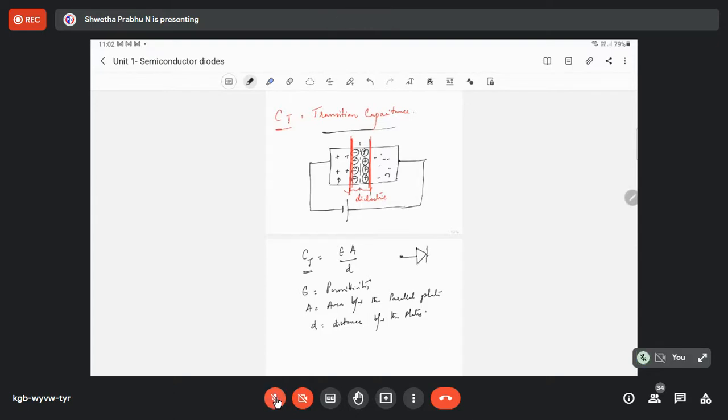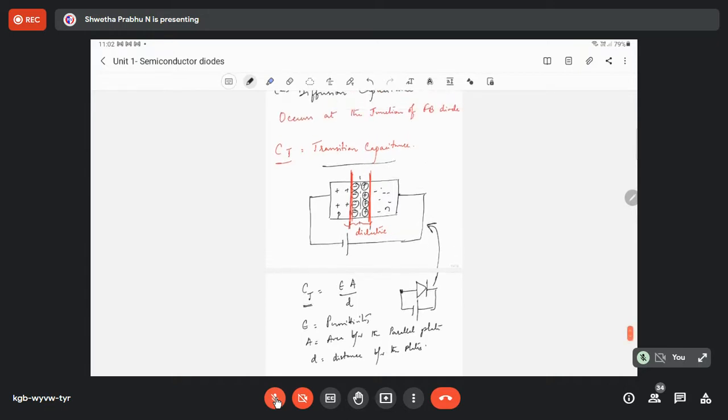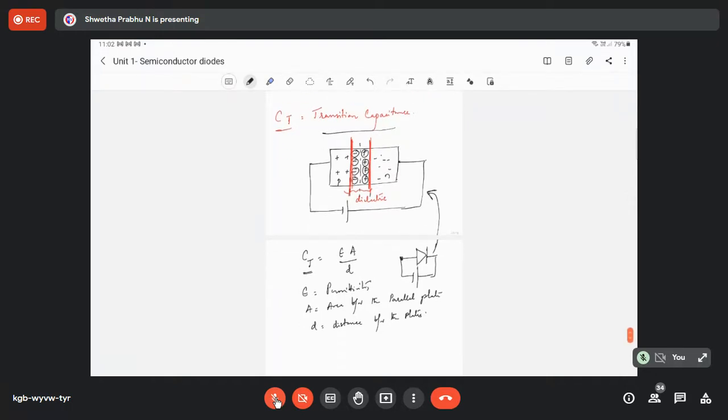If you consider a diode and you reverse bias this diode, it means that P you are connecting to the negative of the battery, N you are connecting to the positive of the battery. In terms of the basic block of the PN junction, you know how the junction is created and how the immobile ions are formed, correct? So the P side I'll connect to the negative of the battery and the N side to the positive of the battery. Transition capacitance basically occurs at the junction of a reverse bias diode.